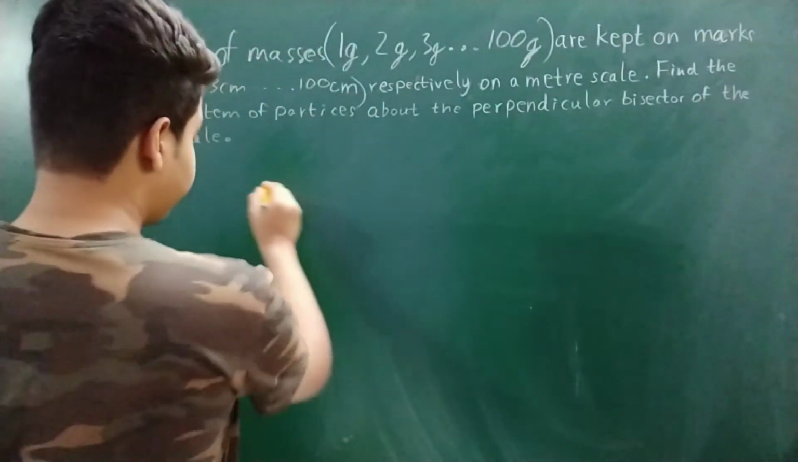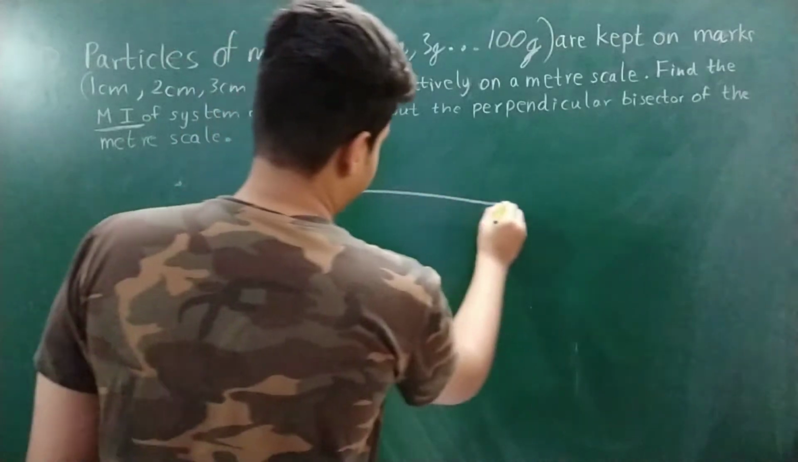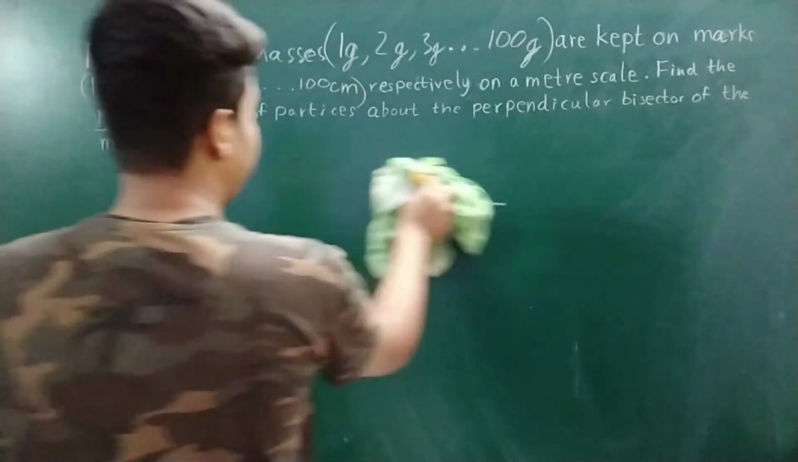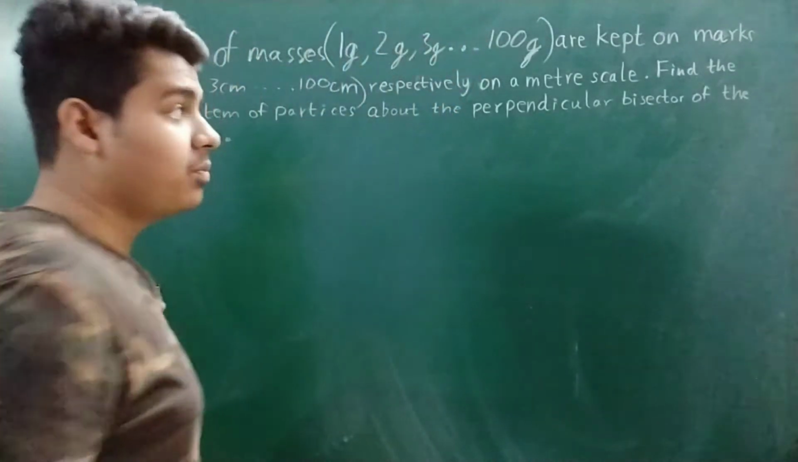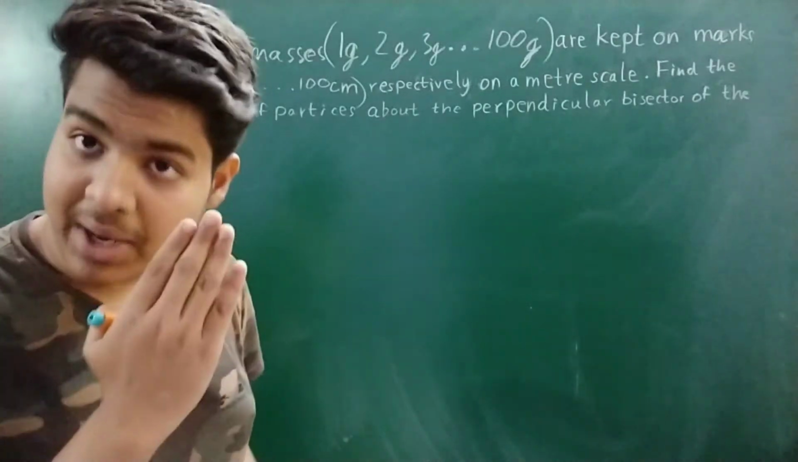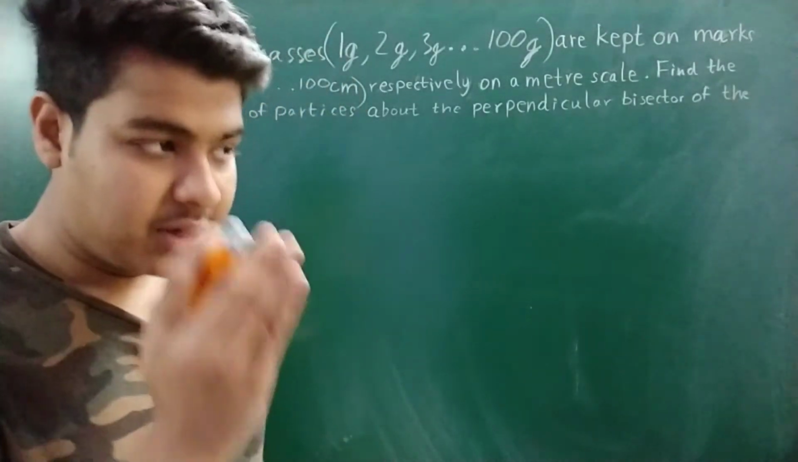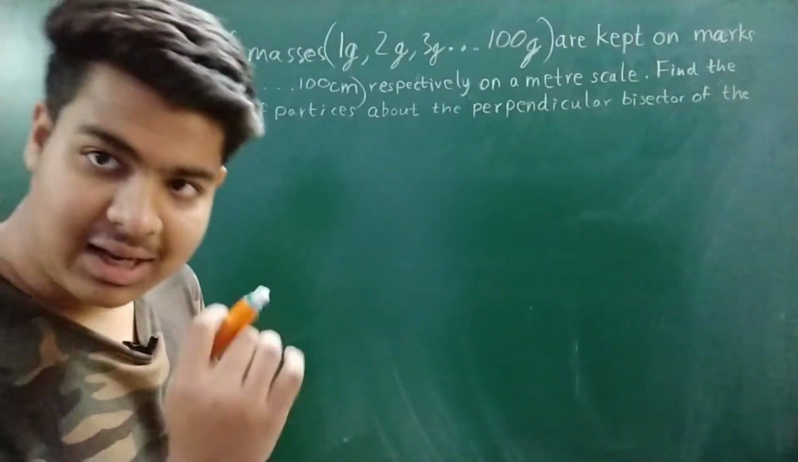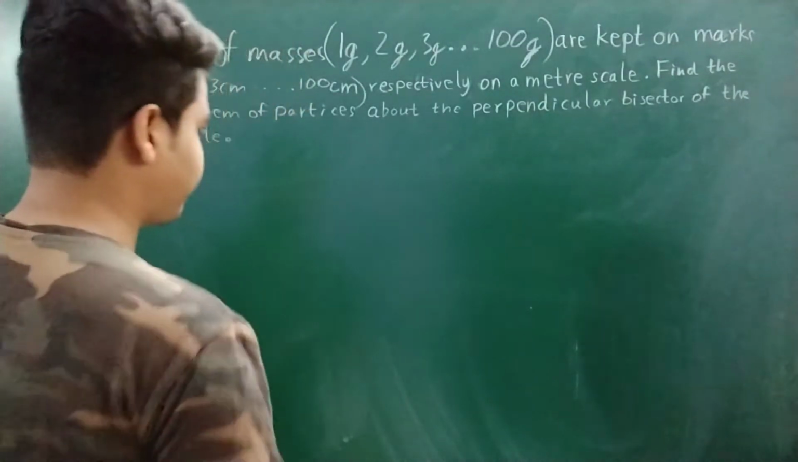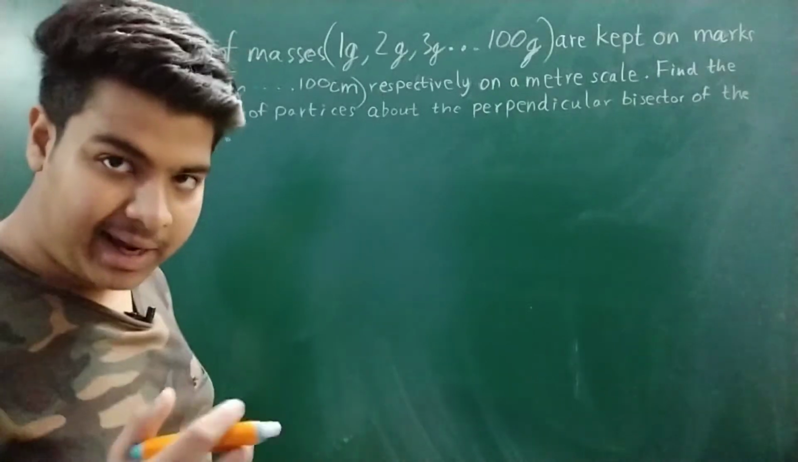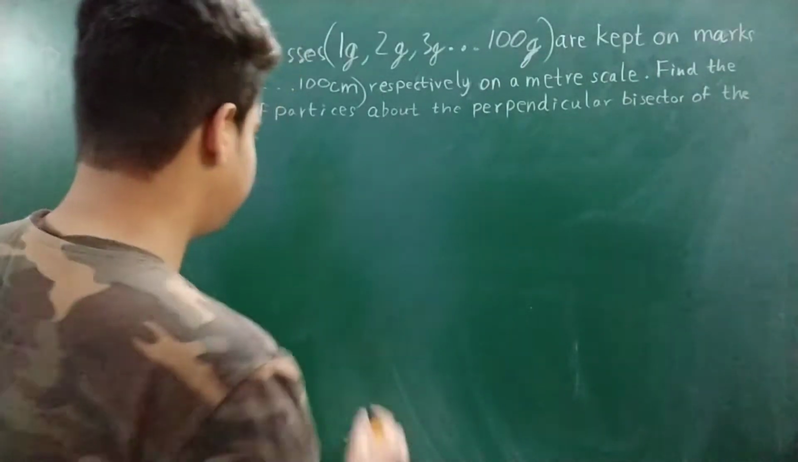at the center of the scale, which means at 50 centimeter, because they have told us the perpendicular bisector. A perpendicular bisector is such a line that perpendicularly divides any line into two equal halves. You must have studied it in 8th or you can say 7th standard maths.